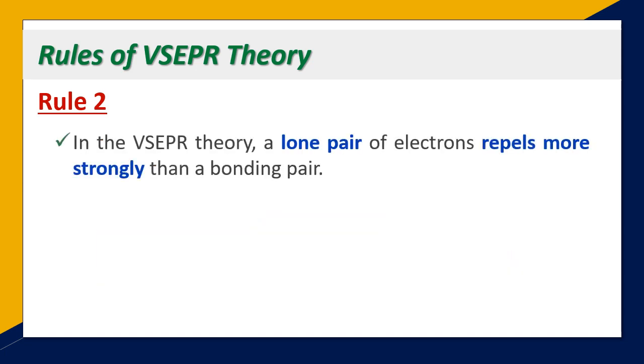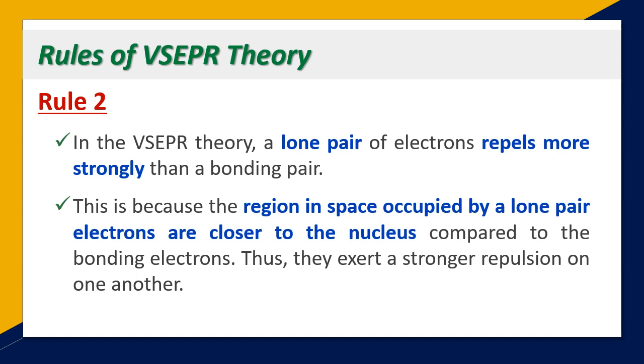In the VSEPR theory, a lone pair of electrons repels more strongly than a bonding pair. This is because the region in space occupied by a lone pair of electrons is closer to the nucleus compared to the bonding electrons. Thus, they exert a stronger repulsion on one another.